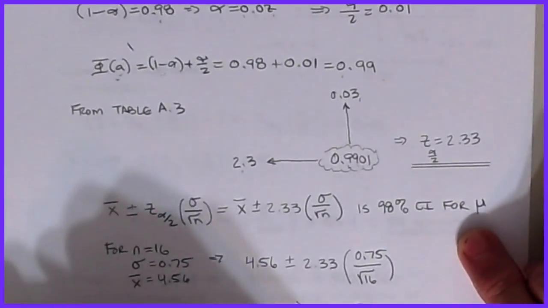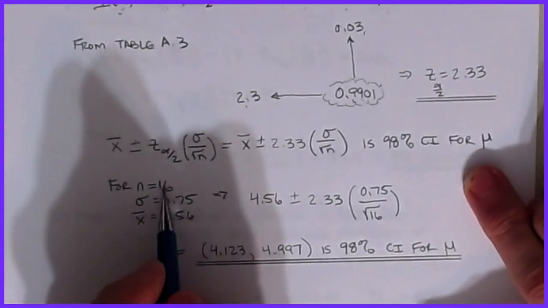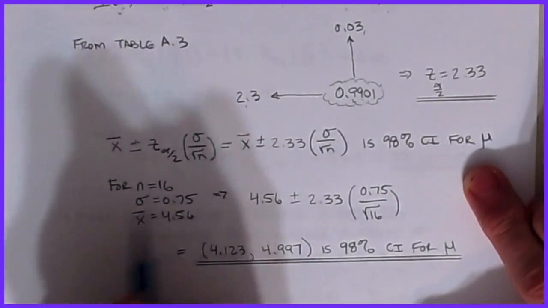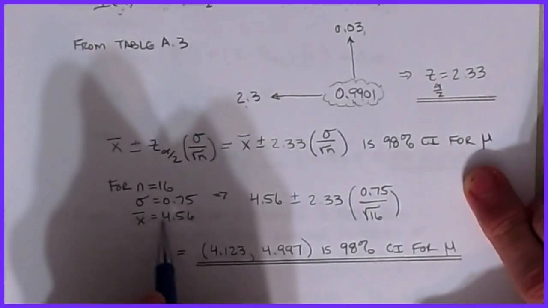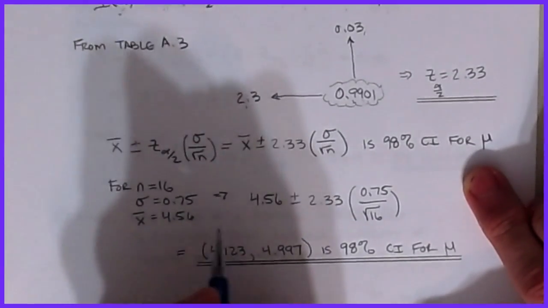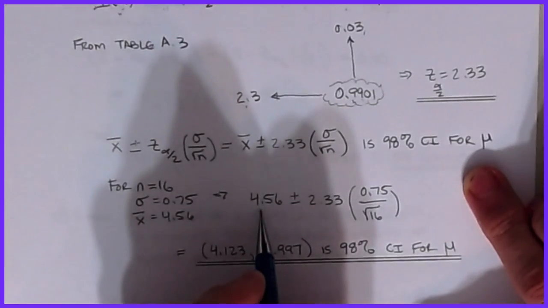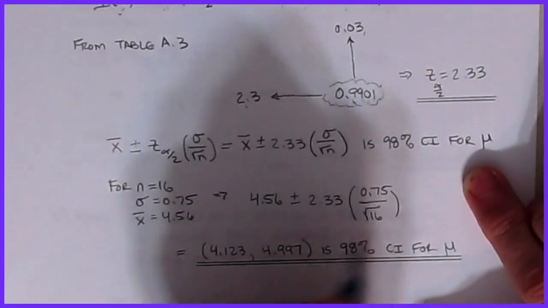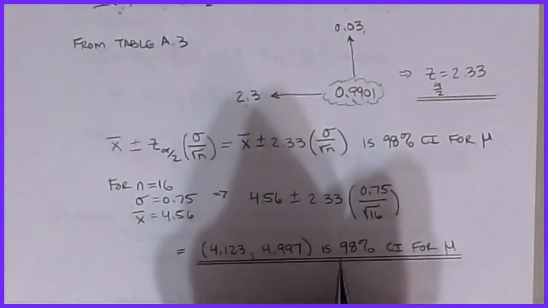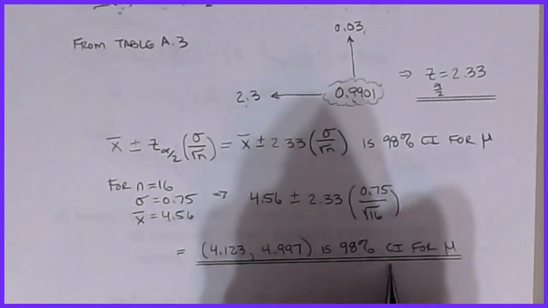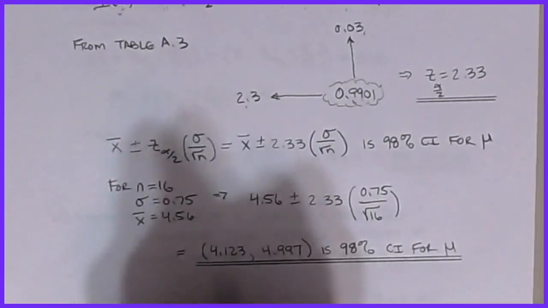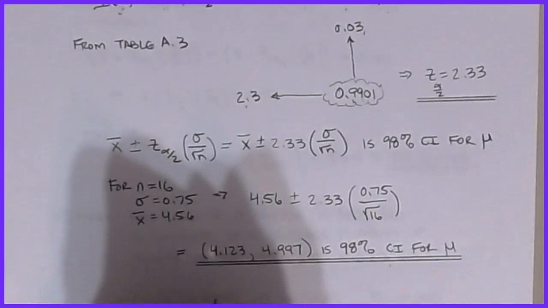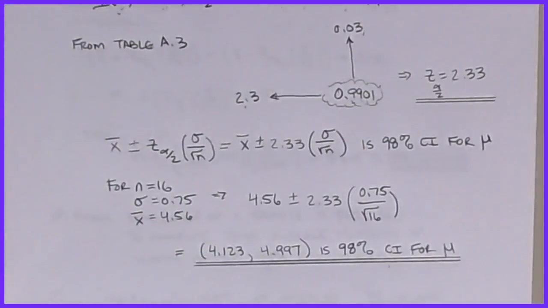Okay, so if I plug in my data, in the 16, population standard deviation is still 0.75, and my sample mean is 4.56. So it's 4.56 plus or minus 2.33 times 0.75 over the square root of 16. And you'll see that for a 98% confidence interval with n equal to 16, this is the range that I would expect. Okay, and so you can see that it's tighter than the last one, I believe.